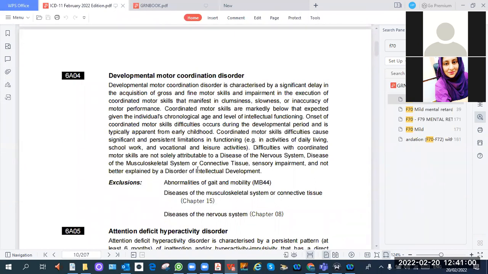Developmental motor coordination disorder. I don't think it was there in ICD-10, but it was always in DSM-4 and DSM-5. They have introduced it here now. So DCD, developmental coordination disorder, here it will be DMCD, developmental motor coordination disorder. And it can be comorbid with intellectual disability or autism spectrum disorder, or it can occur on its own. So that's a new thing.